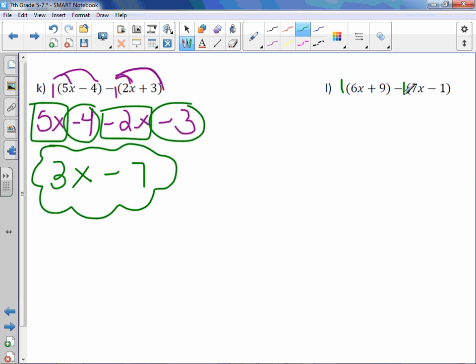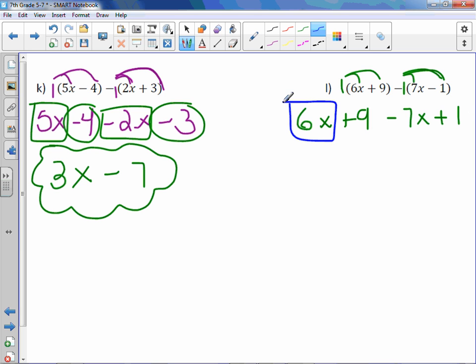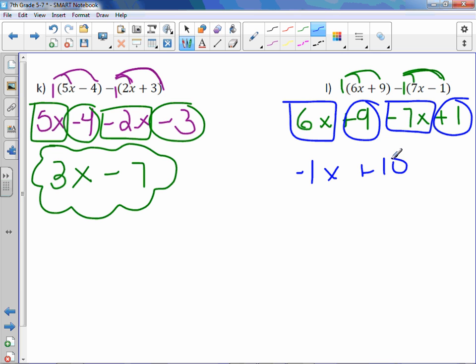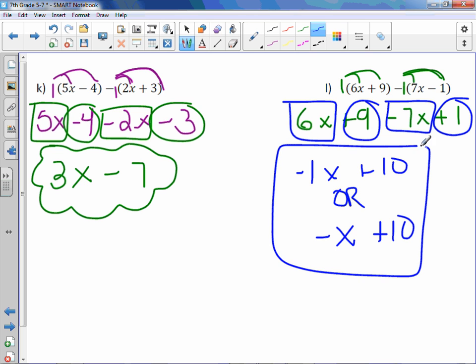Letter L, distribute. We get 6x plus 9 minus 7x, and negative 1 times negative 1 is positive 1. Combine like terms. 6x minus 7x is negative 1x. Positive 9 plus 1 is positive 10. Again, you can drop the 1, so it would be negative x plus 10. Either would be correct.